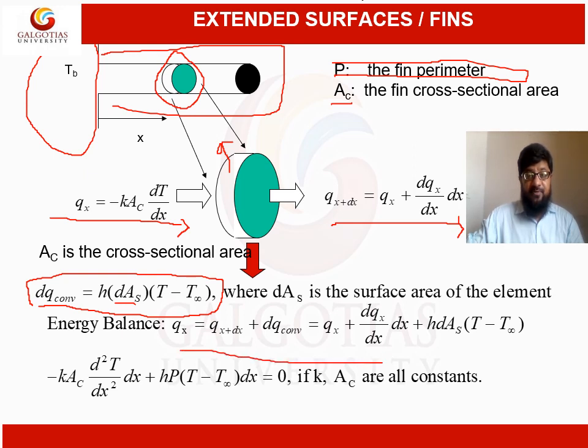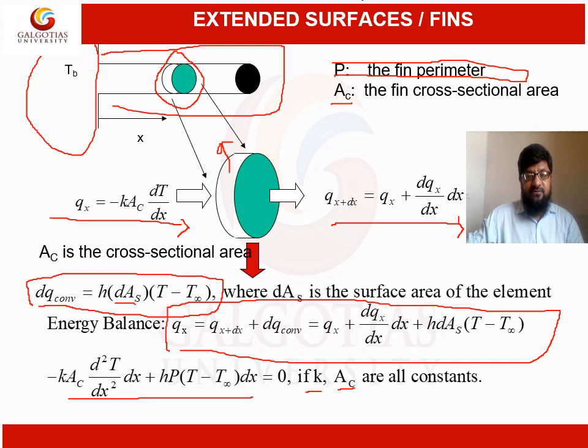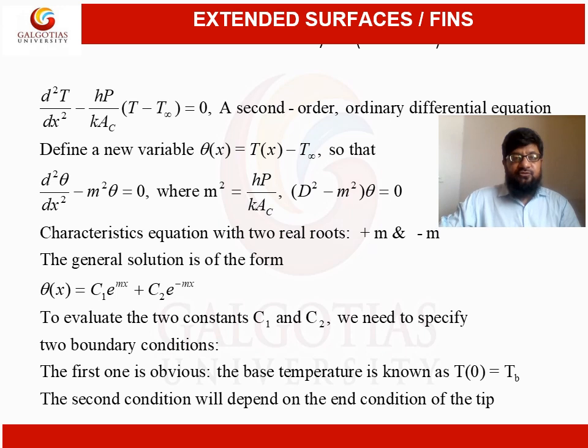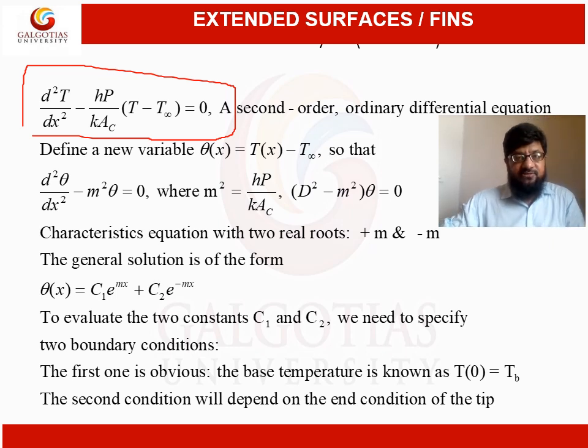So if you perform the energy analysis, we will get this. And on simplification, if you suppose that thermal conductivity and cross-sectional area are constant, then we will get this equation. So this is a differential equation of second order. So we have to solve it to obtain the temperature distribution with respect to x.